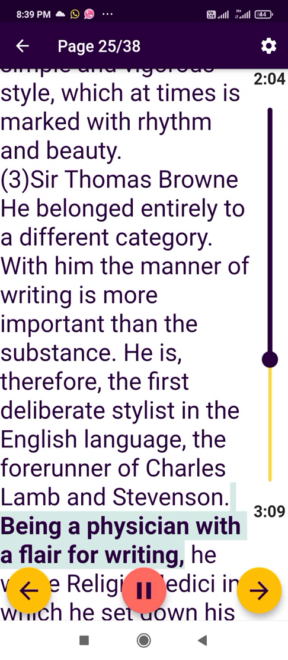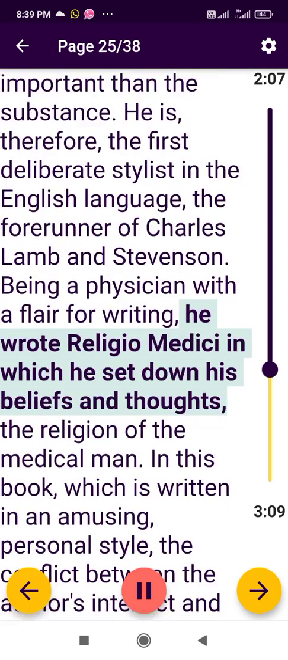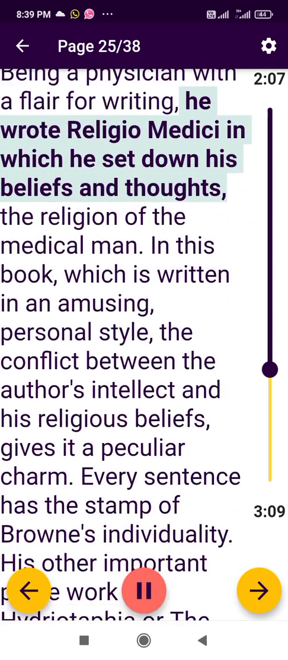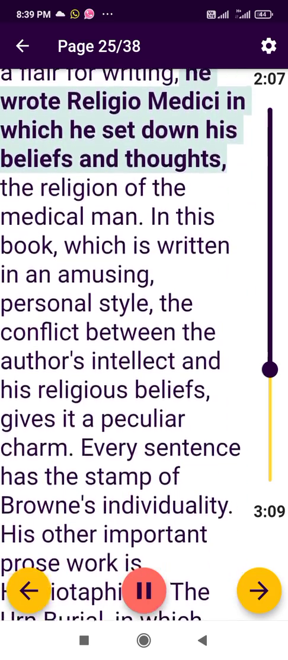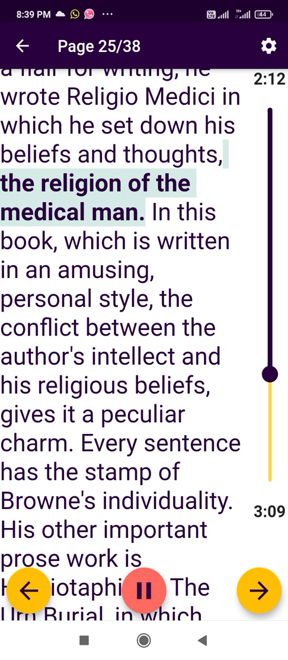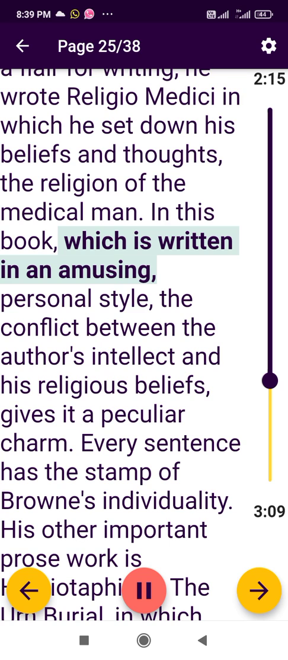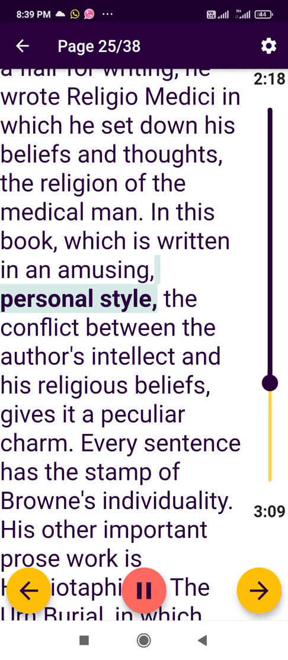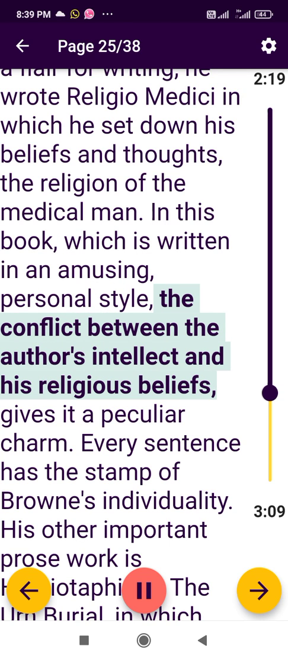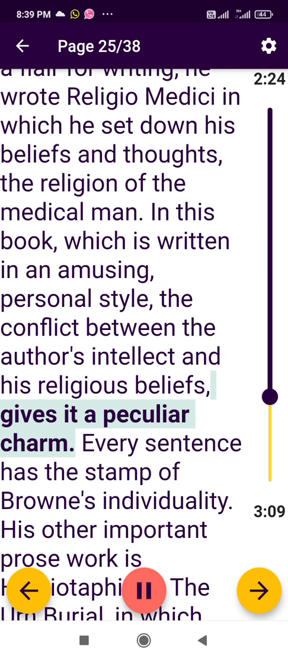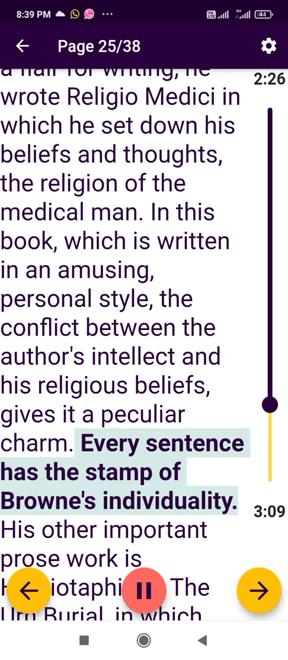Being a physician with a flair for writing, he wrote Religio Medici, in which he set down his beliefs and thoughts, the religion of the medical man. In this book, which is written in an amusing, personal style, the conflict between the author's intellect and his religious beliefs gives it a peculiar charm. Every sentence has the stamp of Browne's individuality.